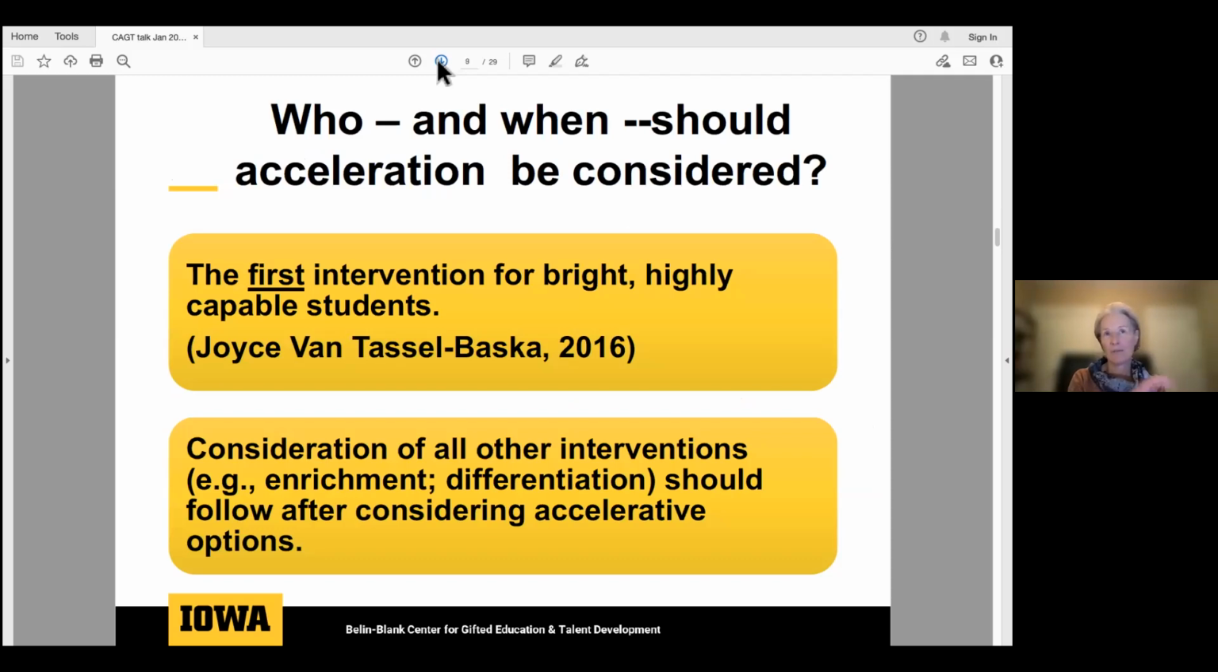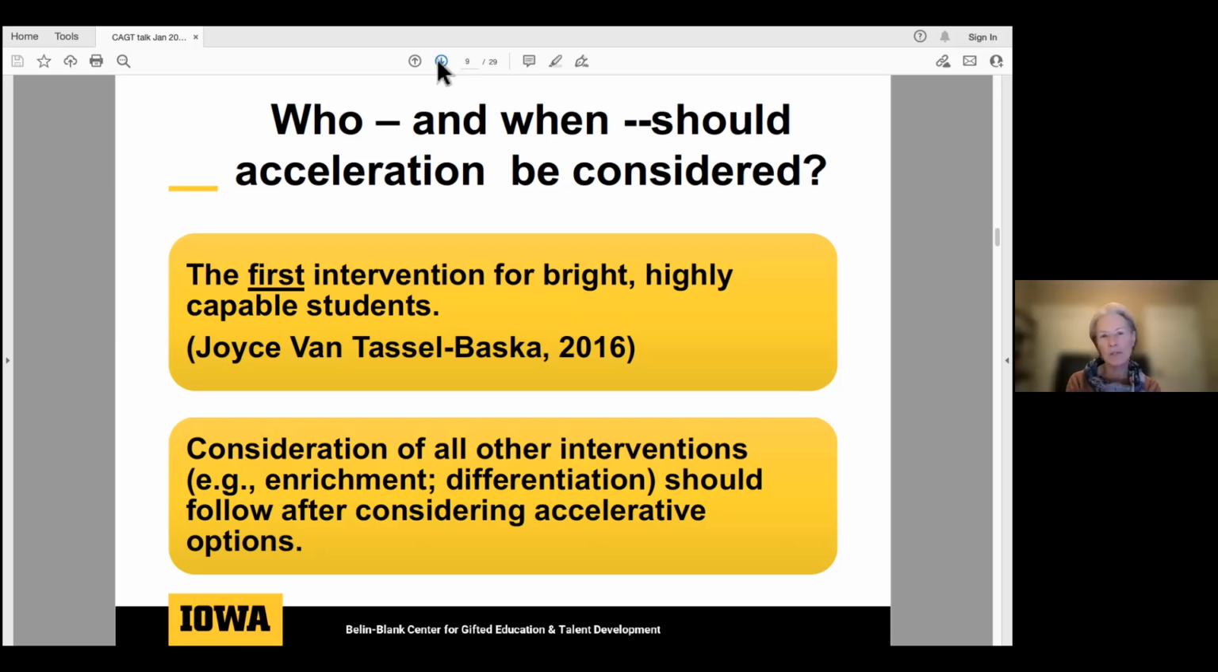All right, so kind of what is it? Now, who and when should acceleration be considered? About, oh gosh, I can't believe that it's been nearly 7 years since we published A Nation Empowered. But shortly after we published A Nation Empowered, we had a symposium about academic acceleration, and our colleague, Joyce Van Tassel-Baska, was a keynote speaker at that symposium. And one of the things that Joyce said was so striking in terms of the statement that she made.